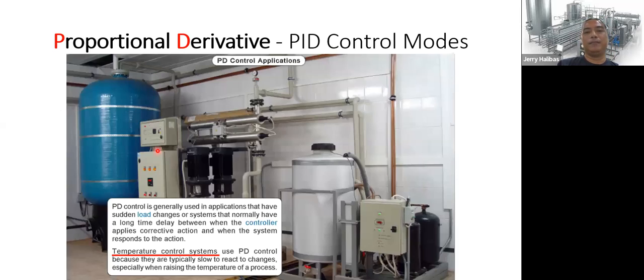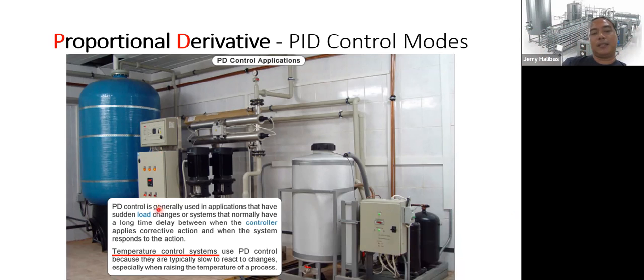Okay, let's proceed. So where is PD mostly used? The applications. Usually, PD control is generally used in applications that have sudden load changes or systems that normally have a long time delay between when the controller applies corrective action and when the system responds to the action.